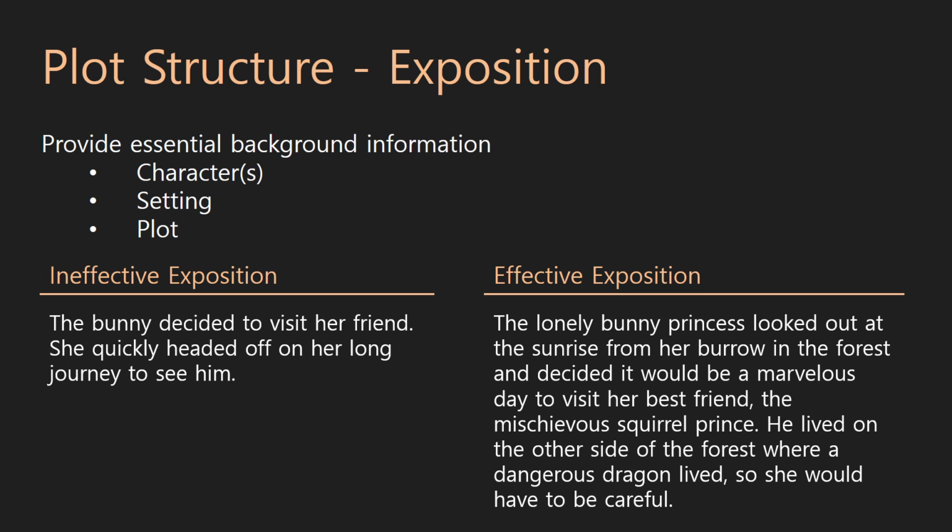Here, we have a little bit of exposition into the characters. We know that the bunny is a princess, and that she's lonely. And that her friend is a prince, in fact a squirrel prince, who's rather mischievous. We know that the characters live in a forest, and that the princess lives in a burrow. We also have a little indication of what's going to happen in the plot by discussing the dangerous dragon who may be blocking her journey.